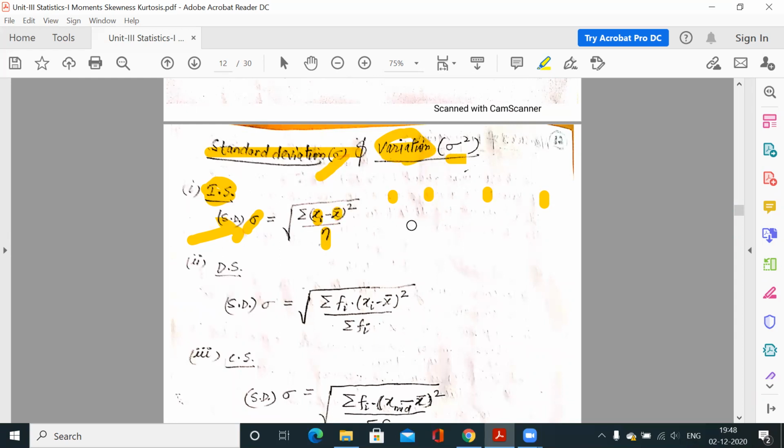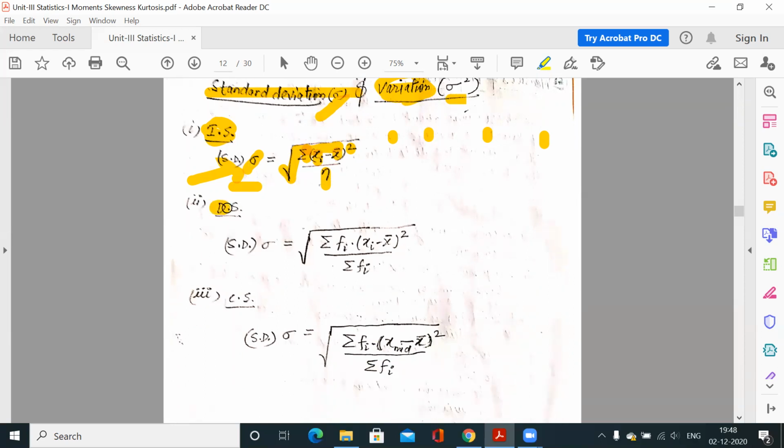So suppose you are given one individual series. First you calculate the arithmetic mean of that data, then take the difference for each value in the data from the arithmetic mean, xi minus x bar. Square this difference for each value, sum all the squares, and divide by capital N, the number of observations, how many points are there. The square root of this value will give you the standard deviation. And for variance, simply this fraction is the variance.